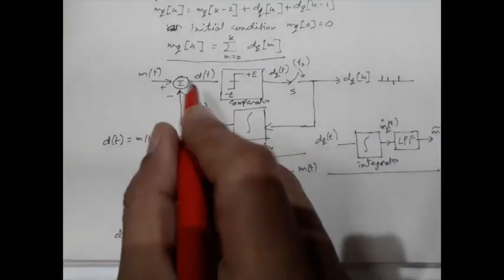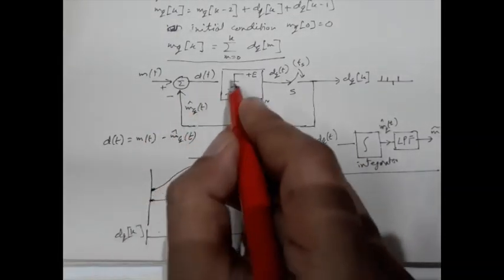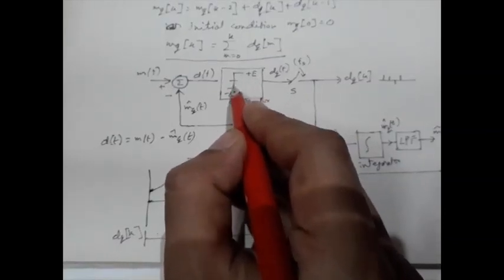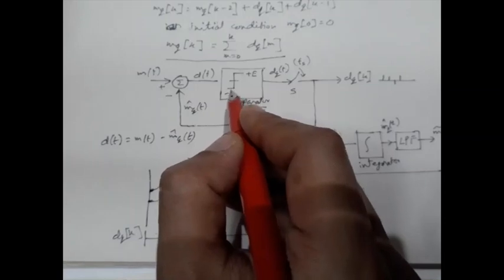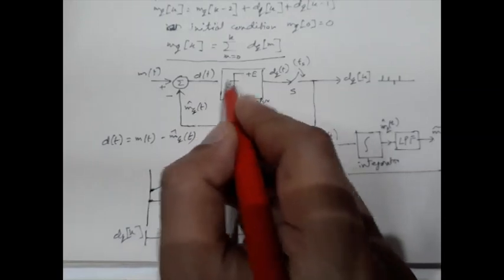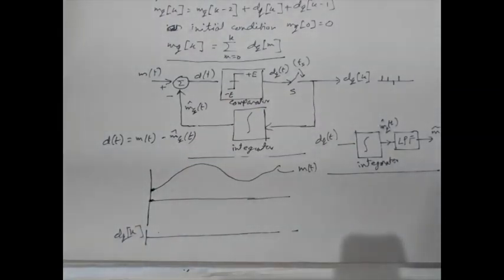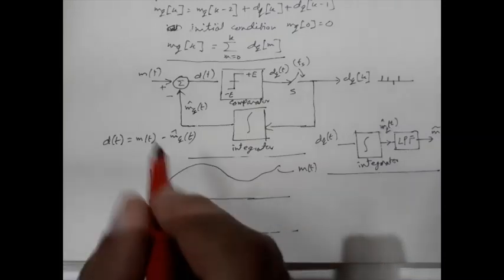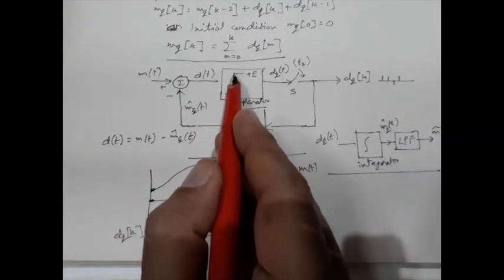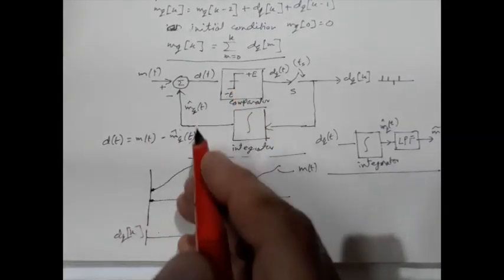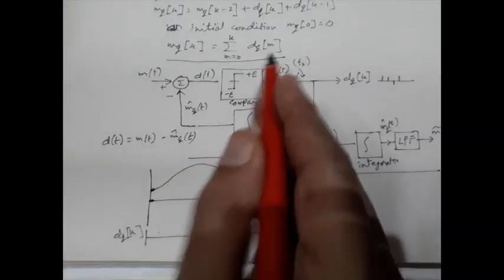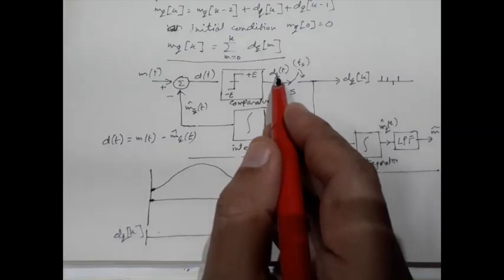It means that if D is greater than 0, it will produce plus E. If it is less than 0, then it will produce minus E. This is the job of this comparator. So M is here, integrator output MQ cap is here, so D is positive, so it will produce a positive E volt. That means DQT will be a positive voltage, right?